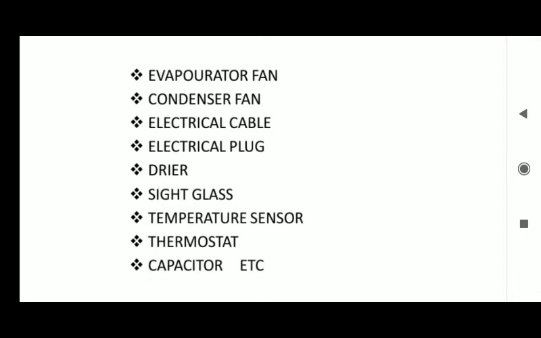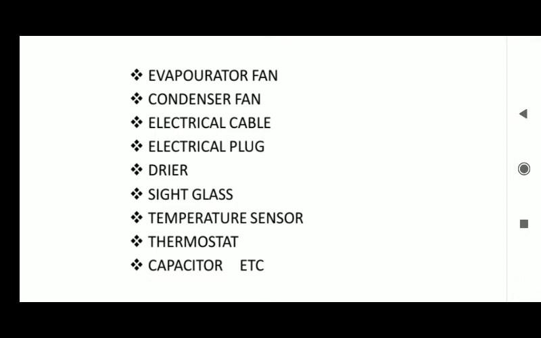Then for some bigger systems, we have what they call a dryer. The essence of the dryer is to ensure that the refrigerant gas passing through the system is dry. It is not wet. If it is wet, there's every tendency there will be corrosion. For those of us that are engineers, corrosion means rusting, rust of iron within the system.